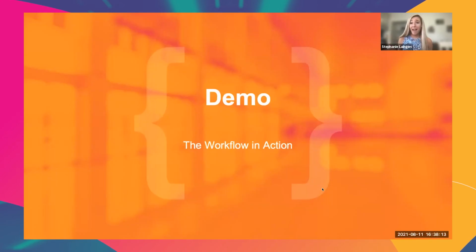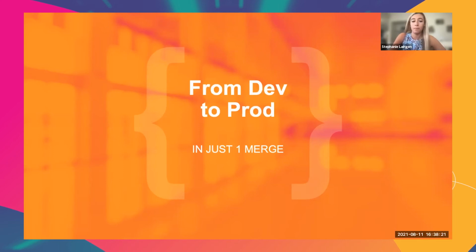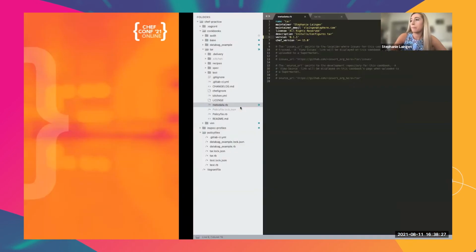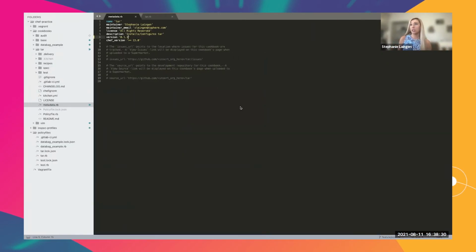So let's go ahead and see this in action. In order to simulate a cookbook change, I'm basically going to just show you guys a basic cookbook here called TAR. And this cookbook just installs the program TAR. It's fairly simple. And instead of making any actual changes to the cookbook, I'm just going to update the cookbook version from 0.1.1 to 0.1.2. This specifies a minor change.